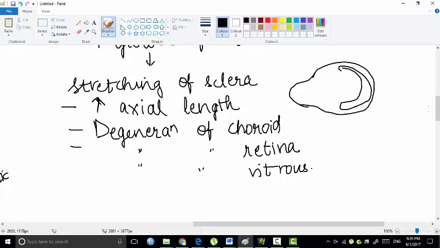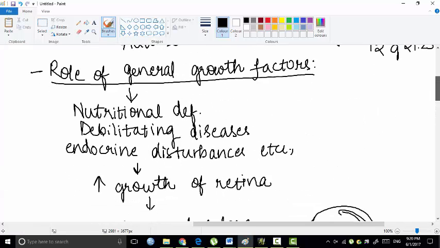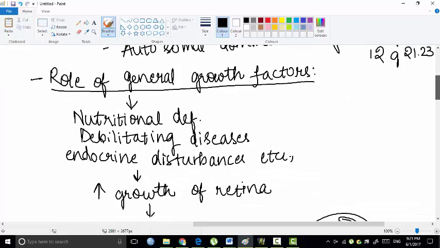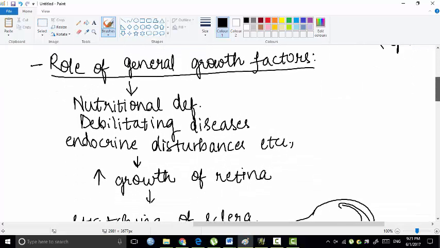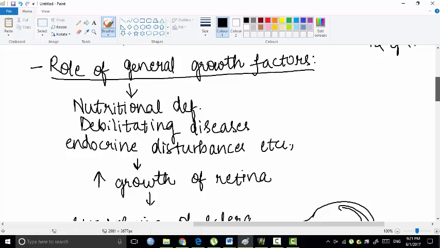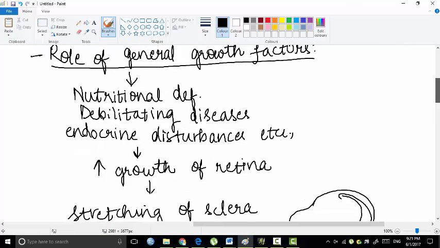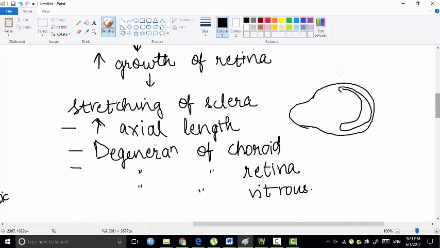So all this is the pathogenesis for the role of general growth factors. There may be some deficiencies, diseases or disturbances which lead to increased growth of retina. If there is increased growth of retina, there is stretching of sclera, which leads to an increase in axial length, and then there may be degeneration of choroid, retina, or vitreous humor.